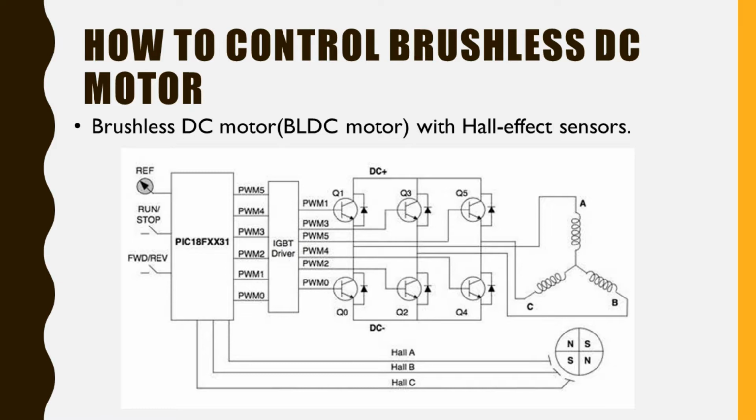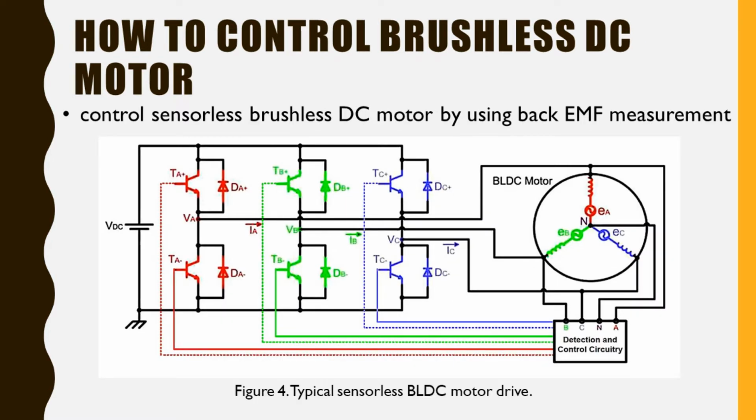The motor uses 3 Hall effect sensors A, B, and C to indicate rotor position. The rotor itself uses 2 pairs of permanent magnets to generate the magnetic flux. The system employs a 6-step commutation sequence for each electrical revolution. Back EMF measurement is also used to control sensorless brushless DC motors.